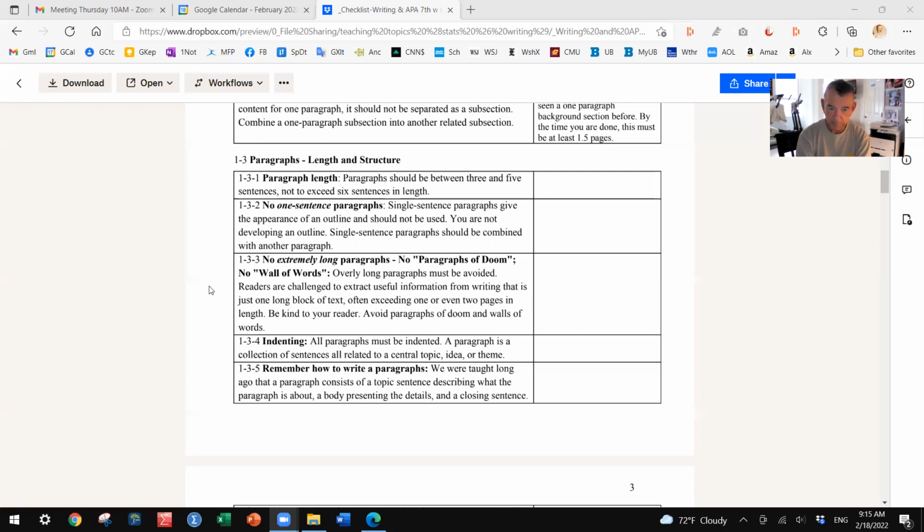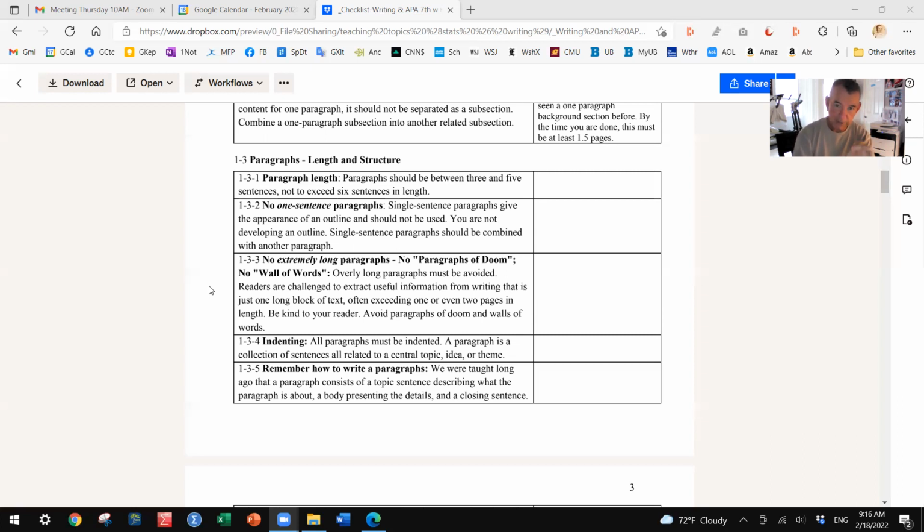So single-sentence paragraphs should really be combined with the next paragraph. And then, no extremely long paragraphs. I call them paragraphs of doom. I had a professional organization one time warn me about submitting a wall of words. These are overly long paragraphs. I mean, if your paragraph is a page and a half, it's not a paragraph. So paragraph length has to be managed, and managed effectively.